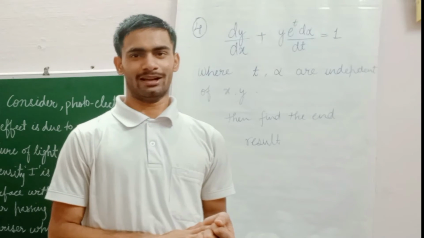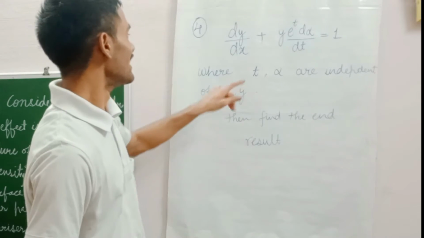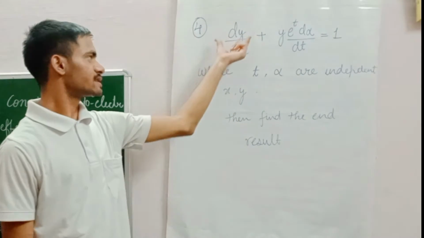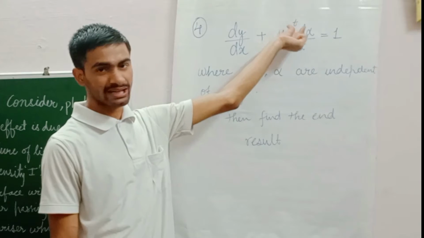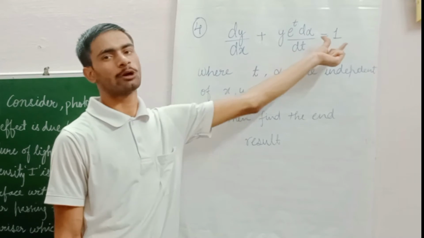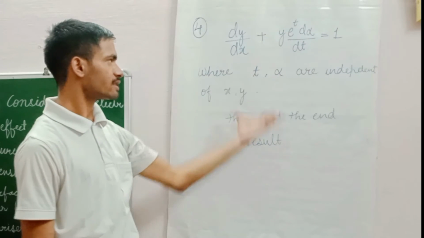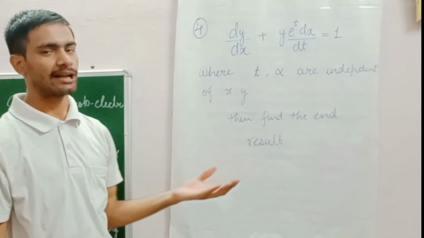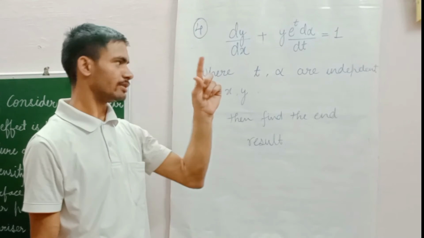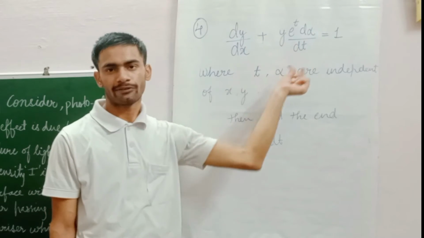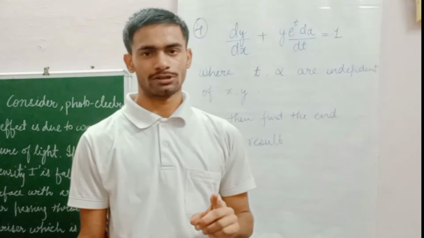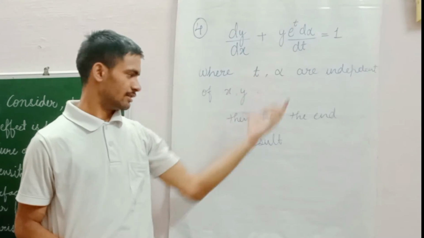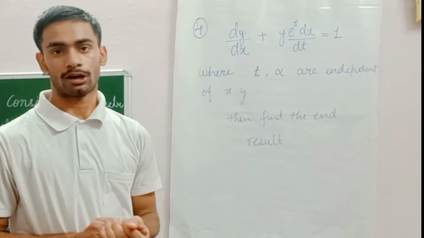To the fourth question. This is also from math, and this is a question from differential equations. The question is dy by dx plus y e to the power t d alpha upon dt equals 1. So you have to find what the end result is, that is after combining all those things in the mathematical form, what you will get at the end. The thing that is going to be important is here t and alpha are independent of x and y. So that means they don't have any relation with x and y for this equation. This is going to be a challenging but interesting one.